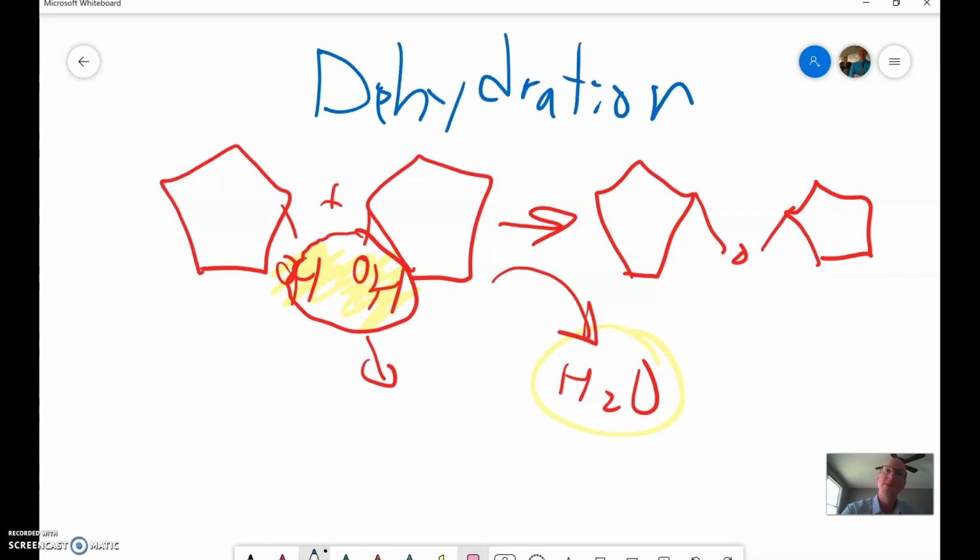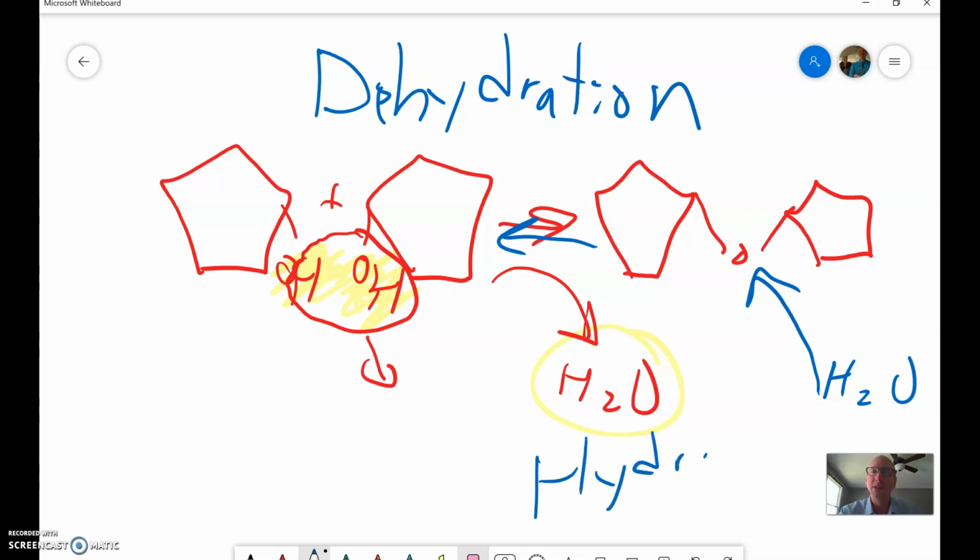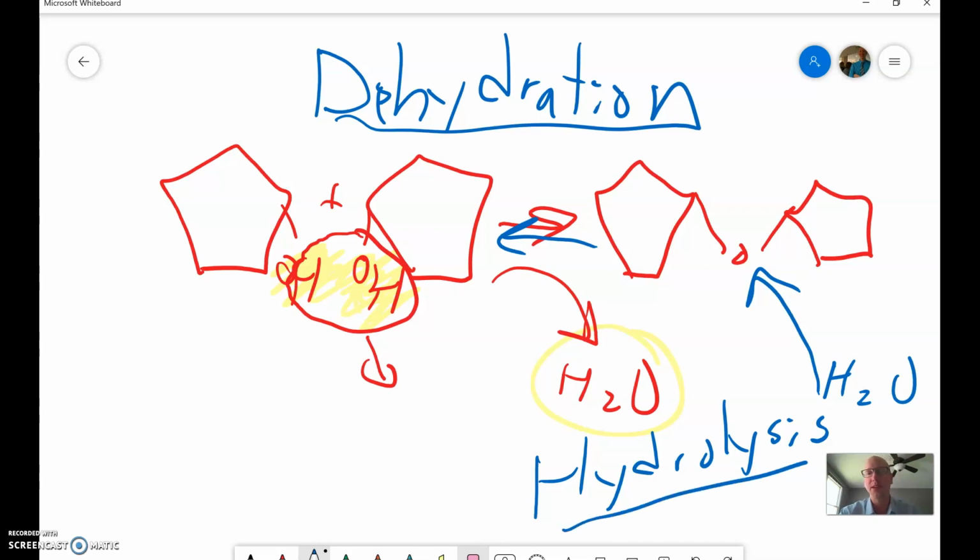Dehydration synthesis. What if I would like to split this sugar in half? It's simply the reverse. So if I add water back in, it's going to then cause this reaction to go the other way, and it's going to split the two sugars apart. That's called hydrolysis. So to build things, dehydrate it, take the water out. To digest things or break them apart, add a water. Hydrolysis. Okay.